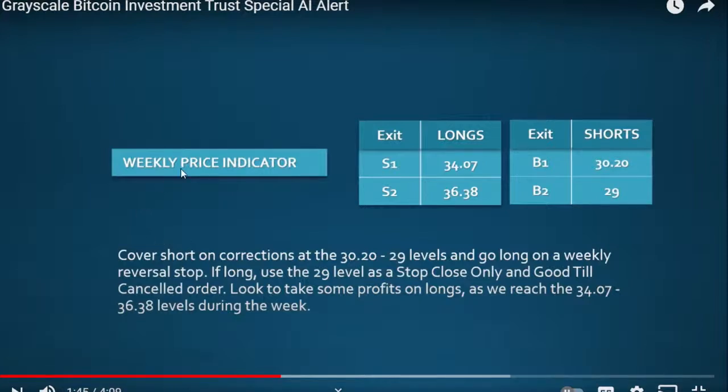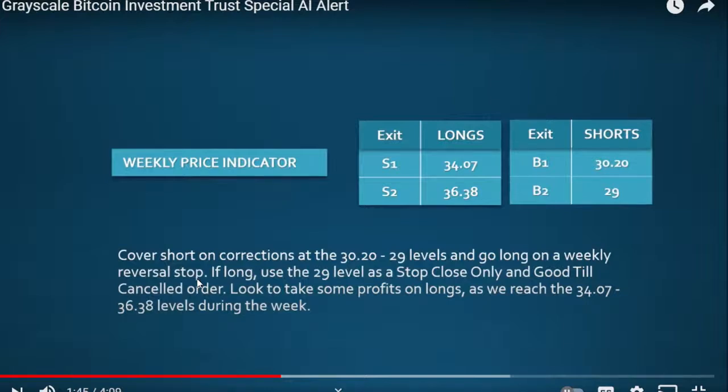On these filters, the weekly price indicator gives you the extreme levels above or below the mean of 33 that we looked at just previously. It tells you that if you are short, to cover on corrections at the 30, 20 to 29 levels and go long on a weekly reversal stop.